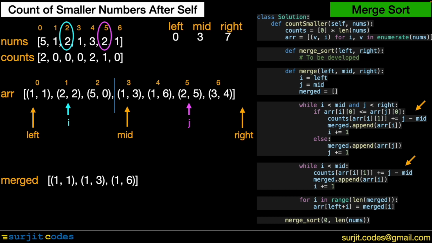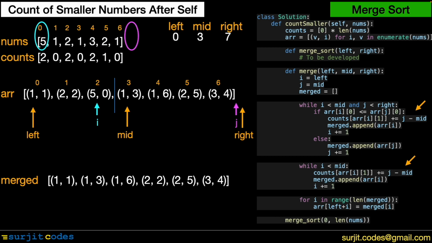Next turn is for the left partition. Merged has two entries from right partition. We increase count of 2 at position 2 by 2. We append 2 to merged and move pointer I further. J moves to the end in next 2 iterations. Out of 6 entries now in merged, 4 are from right partition.